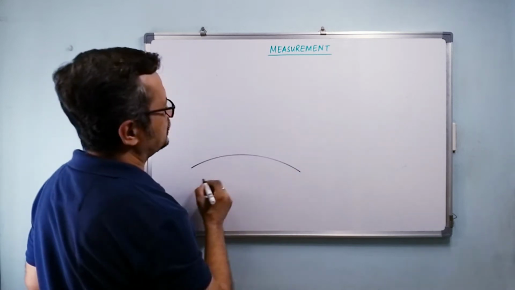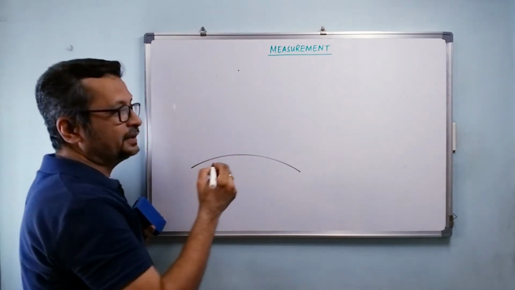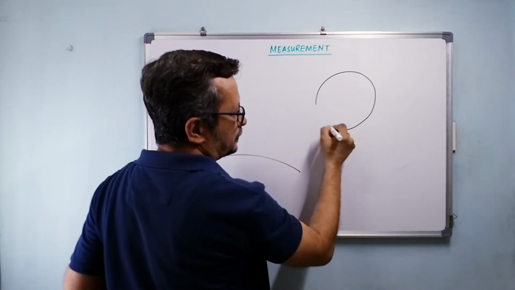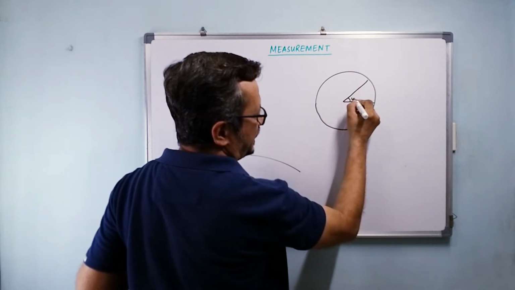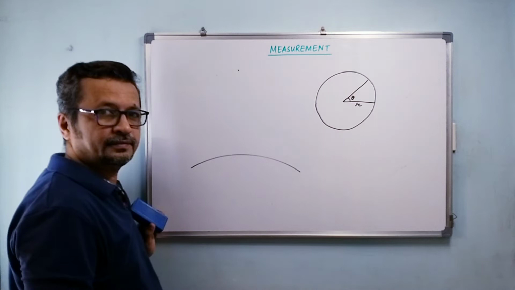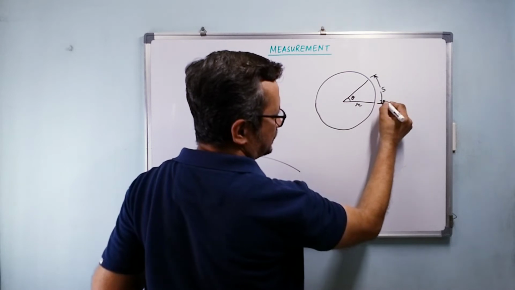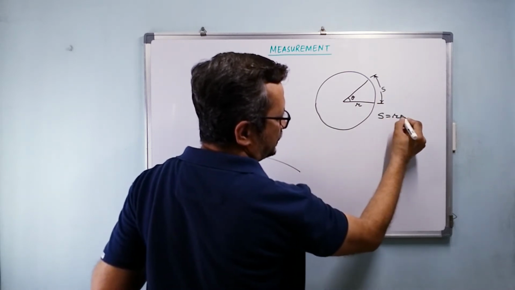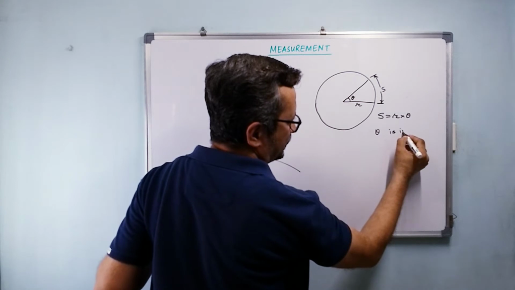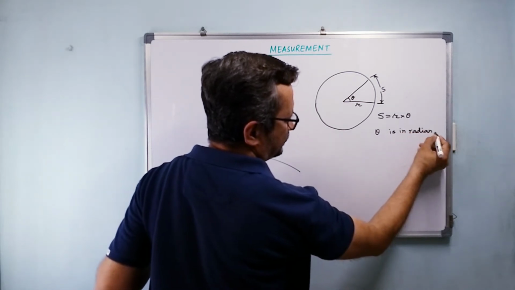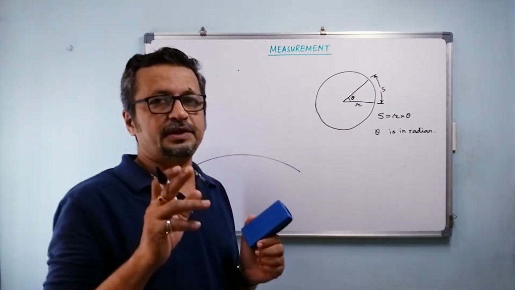Suppose this is our Earth, and this is that planet. And how do I do that? Here we would be using this: if theta is my angle here, r is the radius of the circle, and the arc length is s, then s is equal to r into theta. This theta is in radian. Radian is a unit of angle. Now s is equal to r theta is something that we would be using over here.